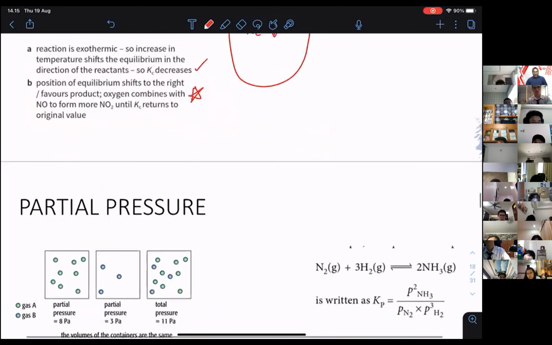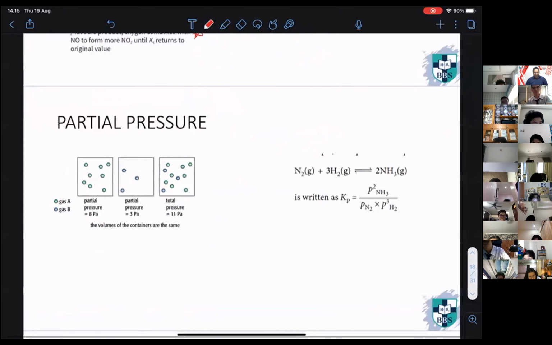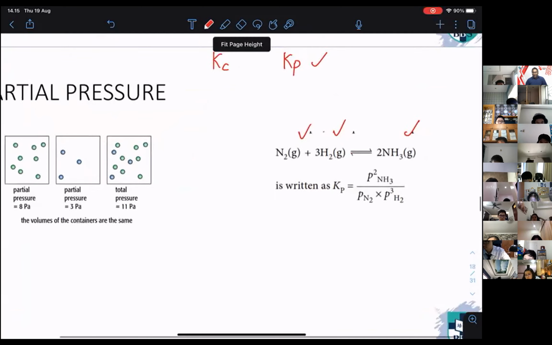So next is going to be related to partial pressure. If you look at this partial pressure, why are we learning it? Because just now I mentioned Kc and then Kp. Now we are talking about Kp. It means if you have an equilibrium and they are all in gaseous form, for example this Haber process, all of them are in gaseous form. So instead of writing them as Kc, I can write them as Kp.